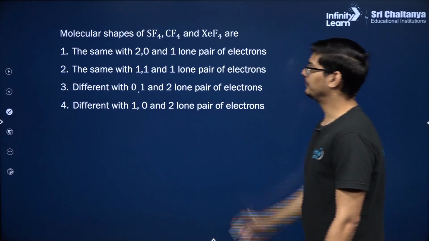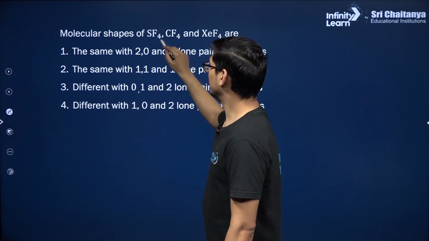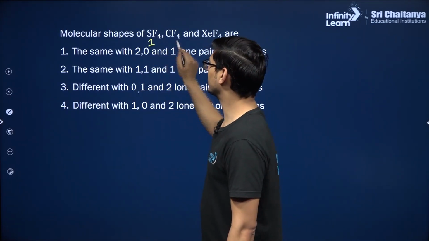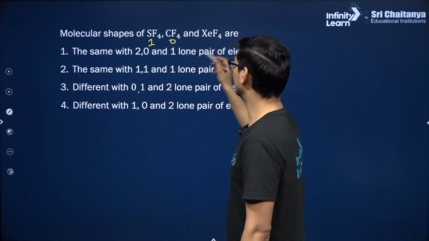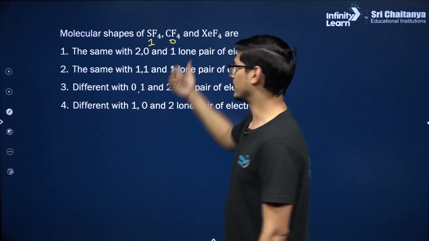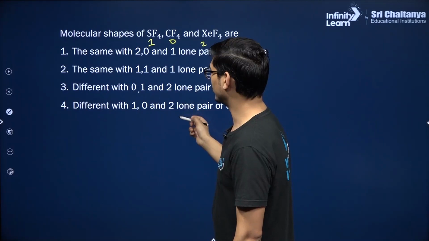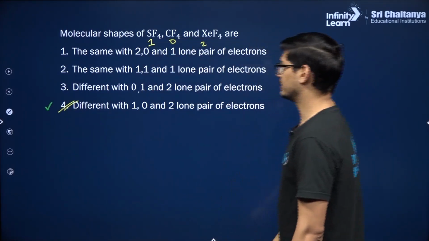The molecular shape of SF4 is seesaw, right? 4 electrons are shared with fluorine, right? So 2 electrons are left, 1 lone pair. CF4, all the 4 electrons are shared, there is no lone pair, it is tetrahedral. XeF4, 8 electrons are there, 4 are shared with fluorine, 4 are left, so 2 lone pairs, right? So 1, 0, 2 lone pairs of electrons. Is that clear? So that is the correct answer.